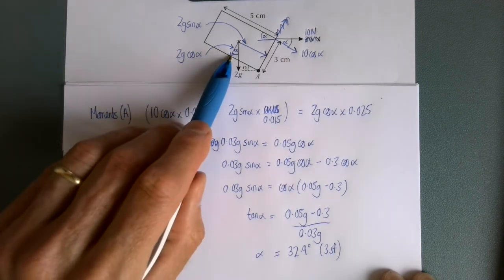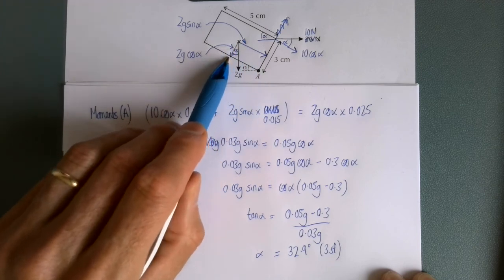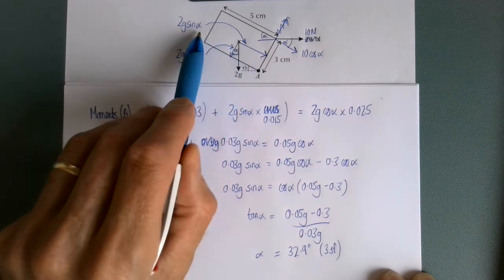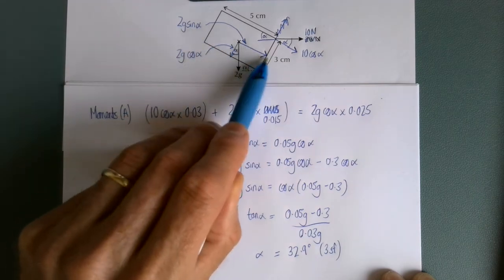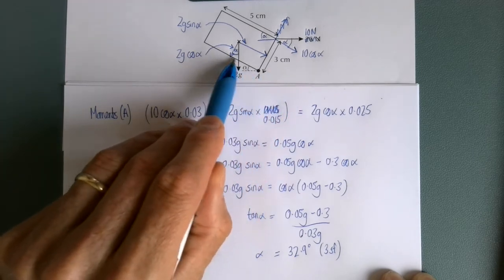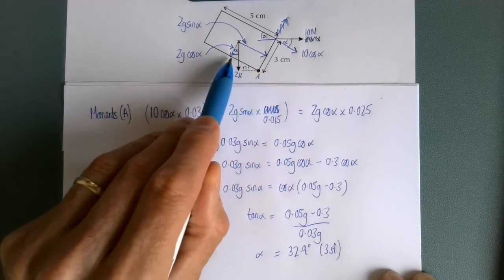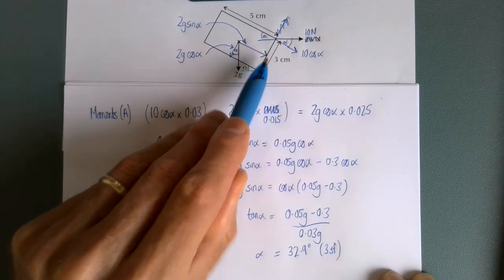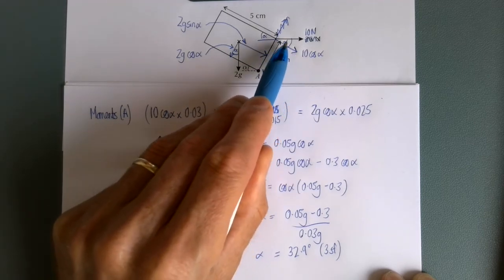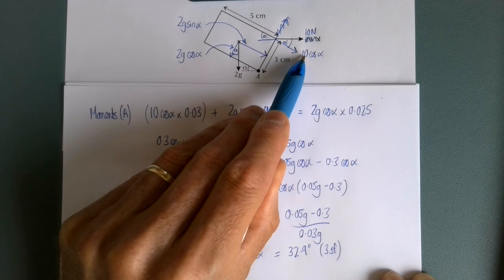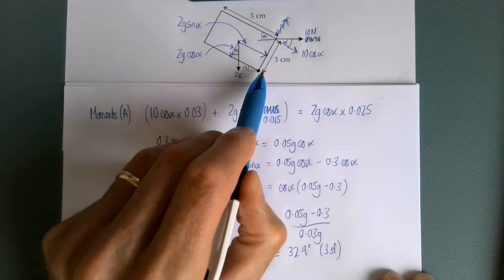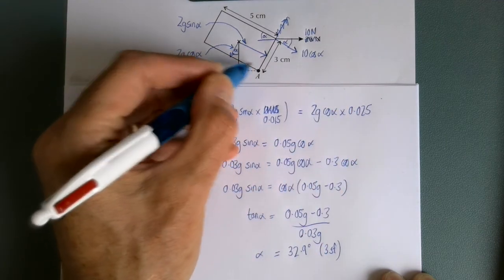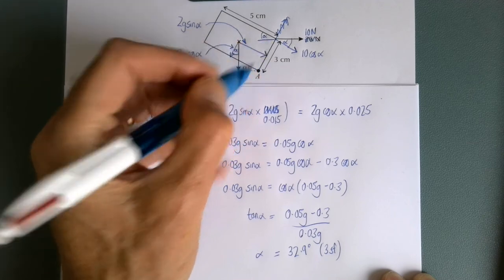Okay, so I started by resolving the forces, so this component is 2g cos alpha, and this component, because I don't know this angle, I have to use sine alpha. That's 2g sine alpha, and this force is acting at a distance of 2.5 centimetres, and this force is acting at a distance of 1.5 centimetres. You've then got this component of the supporting force, which is 10 cos alpha, and that's acting at a distance of 3 centimetres. So it's always the distance we're after is the distance perpendicular to the edge of the lamina.